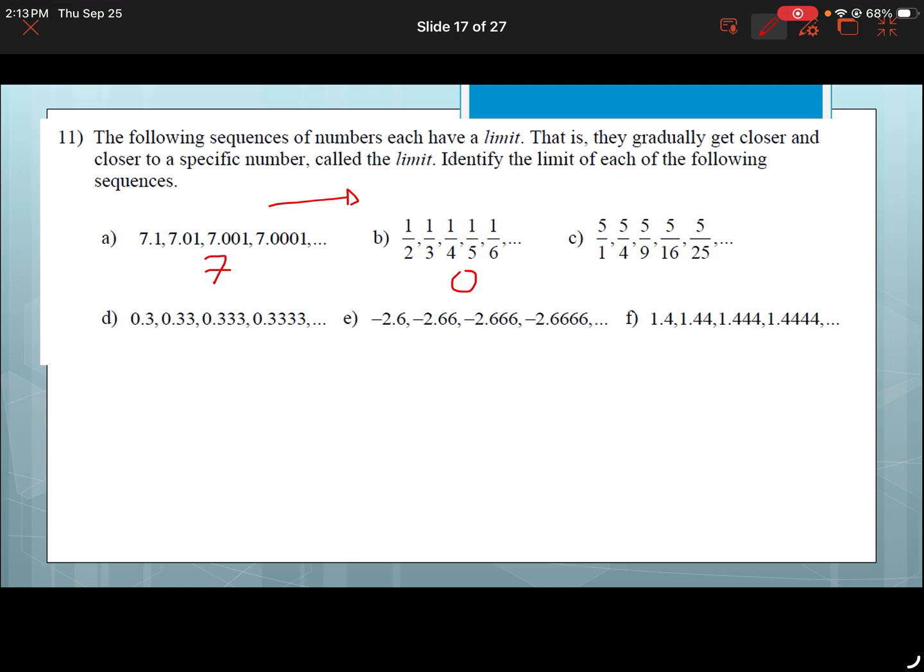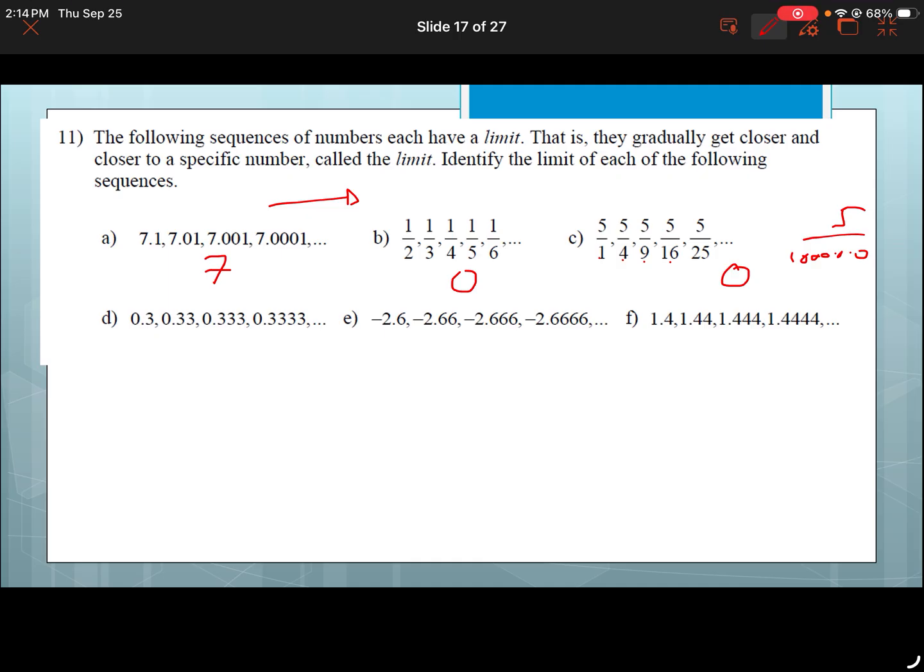And this one, if you recognize on the bottom, they're square numbers, right? So 1 times 1 is 1, 2 times 2 is 4, 3 times 3 is 9, 4 times 4 is 16, and 5 times 5, 6 times 6, whatever. At some point, it's going to be 5 over a million times a million, which is 5 over 1 followed by lots of zeros, which is effectively 5 over an incredibly big number. So it's heading towards 0. So we say the limit is 0.